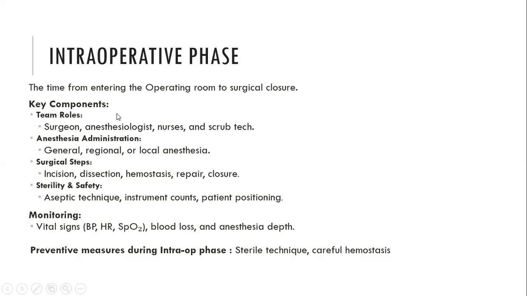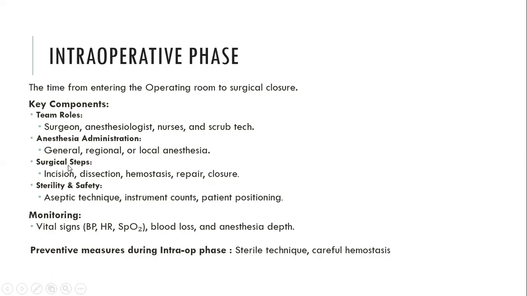So, what are the key components in the intraoperative phase? First of all, when the patient is in the OT room, there are team roles. There's a team of doctors in the OT room: a surgeon, an anesthesiologist, nurses, and scrub technicians. And when the patient is in the OT room, the first thing that will be done is anesthesia administration. There are three kinds of anesthesia we administer: one is general, another is regional, and local. I'll be defining each of them in the next slide.